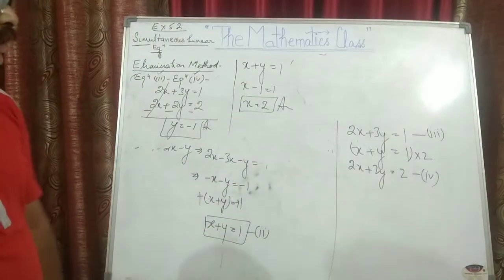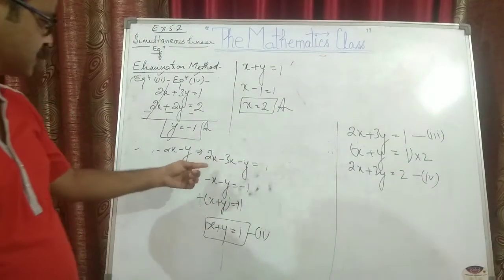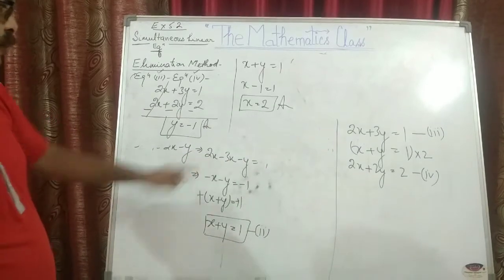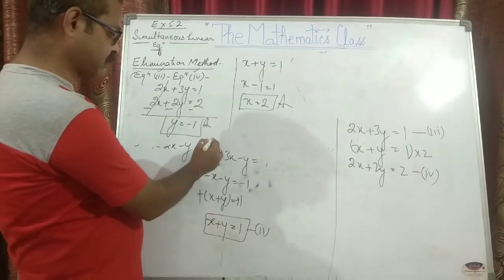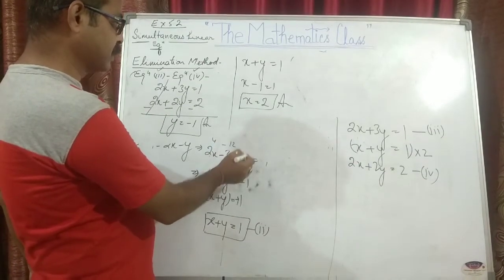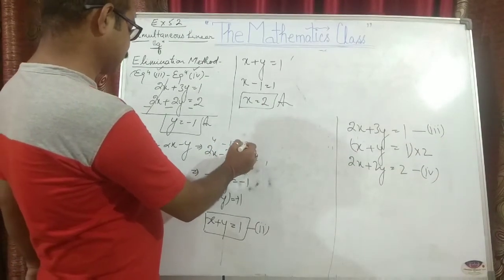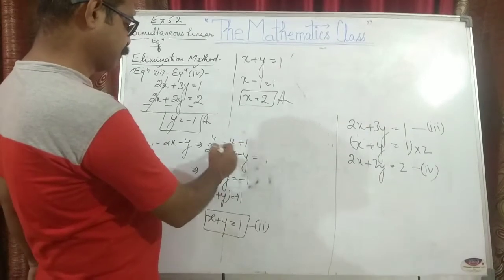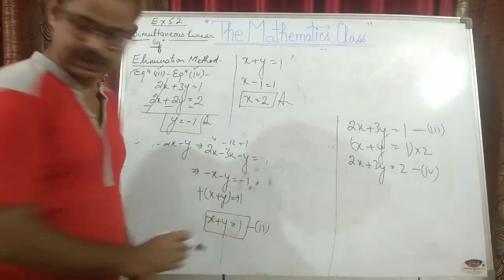If you want to check, you can just check in any of the equations, say 2x minus 3y. So 2 2s are 4, minus 4 3s are 12, and minus of minus 1. So is equal to, I'll just take it out.